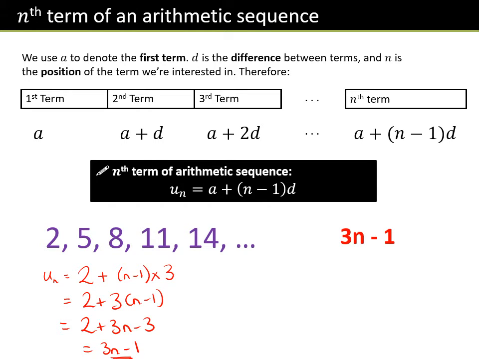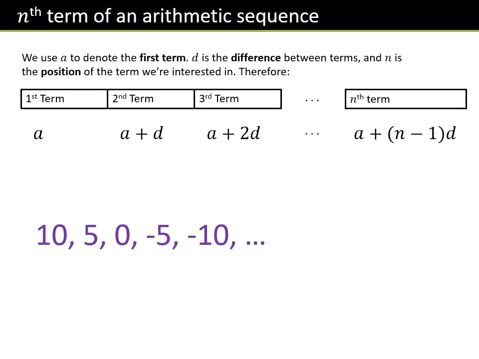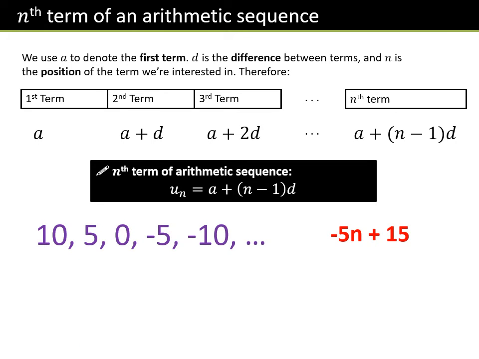There's no surprises there. If I look at the next arithmetic sequence that you did on the do now, same kind of thing. I want to be thinking in terms of a plus (n minus 1)d when I'm working out my nth term. u_n is a plus (n minus 1) times my difference here is minus 5.